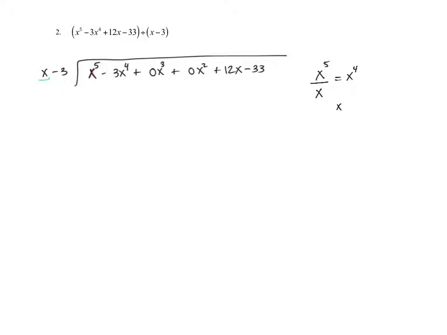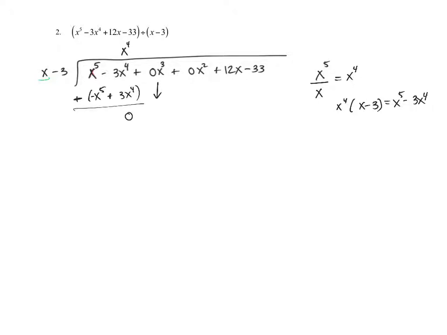And so that's going to be the first term in our quotient. Then we take x to the 4th and multiply it by our divisor, and we would get x to the 5th minus 3x to the 4th. And we subtract that whole thing. Subtracting means adding the opposite, so we would get 0.